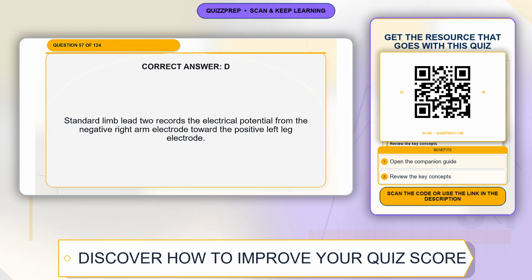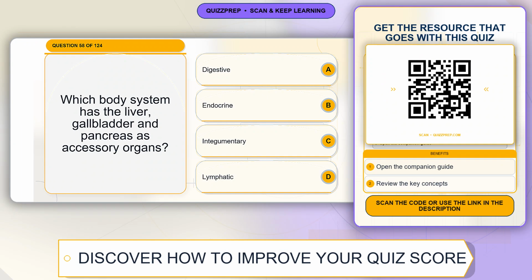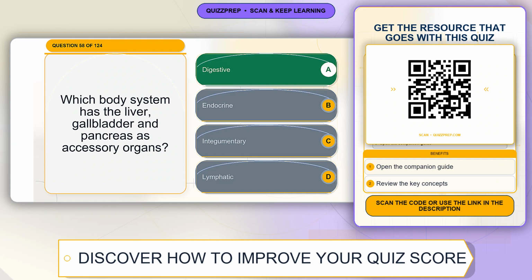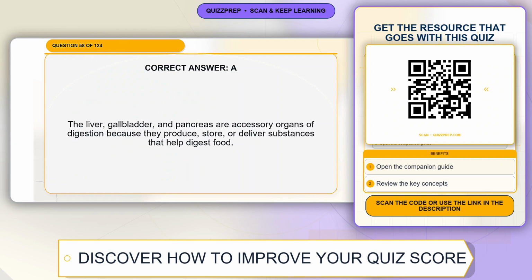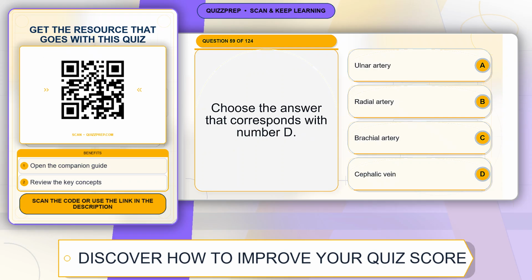Question 58. Which body system has the liver, gallbladder and pancreas as accessory organs? Option A, digestive. Option B, endocrine. Option C, integumentary. Option D, lymphatic. The correct answer is option A, digestive. Explanation: the liver, gallbladder, and pancreas are accessory organs of digestion because they produce, store, or deliver substances that help digest food. Question 59. Choose the answer that corresponds with number D.